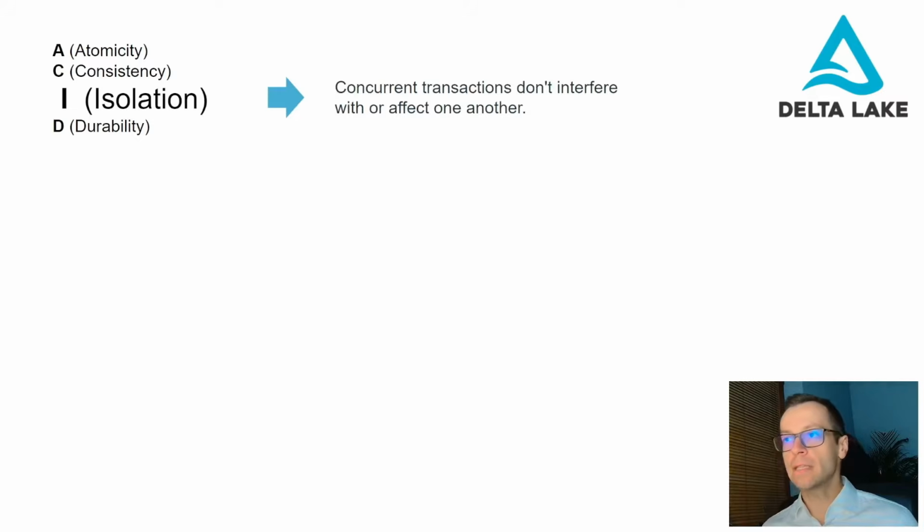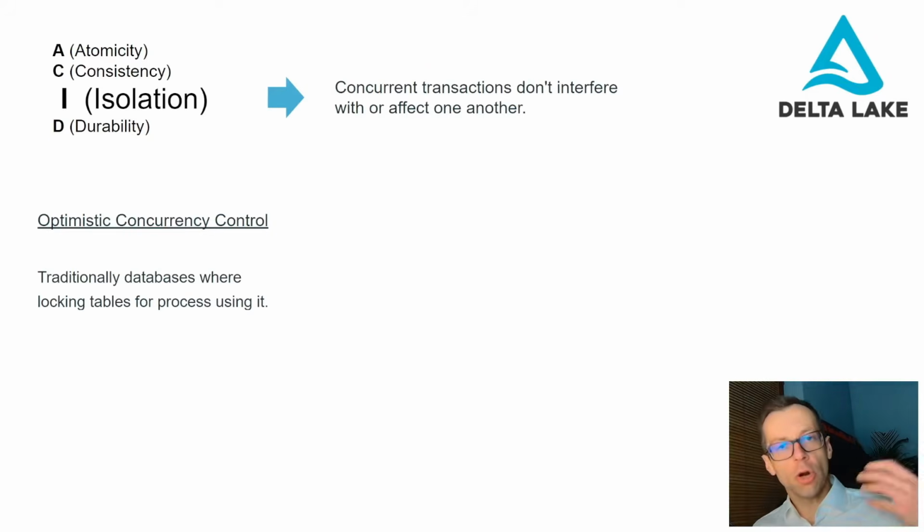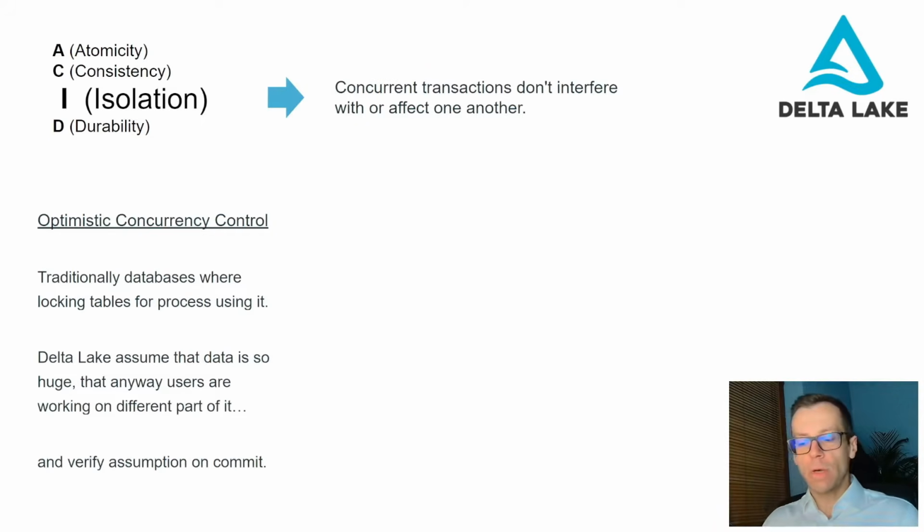So basically it's about having concurrent transactions that don't interfere with or affect one another, so you can have multiple processes working on the data at the same time. And here is a very interesting term, which is called optimistic concurrency control. Originally in databases, when you had a process which started to work on one table, the database would lock that table and another process could not touch that table as long as the first process was operating on it. Delta Lake is taking a different assumption.